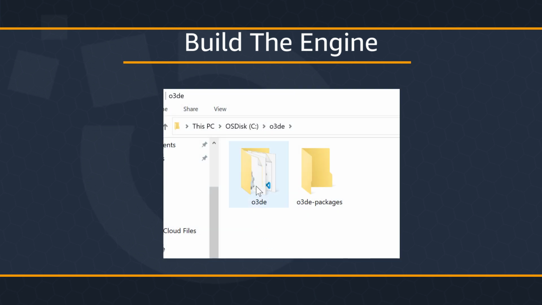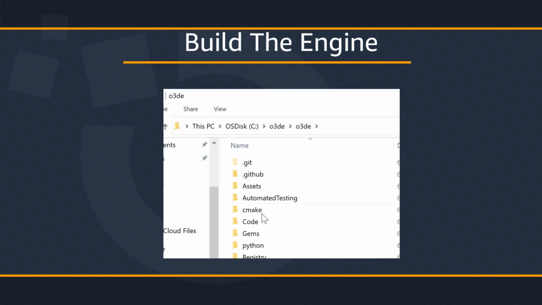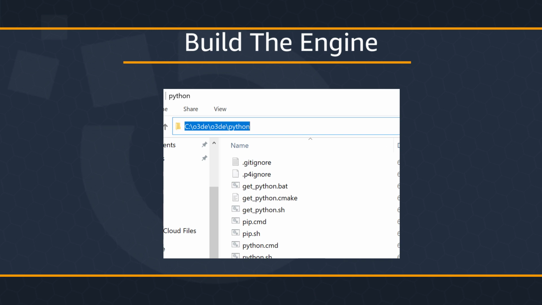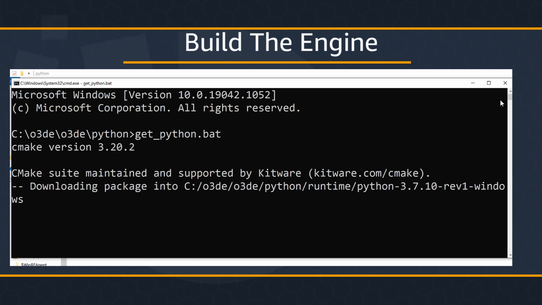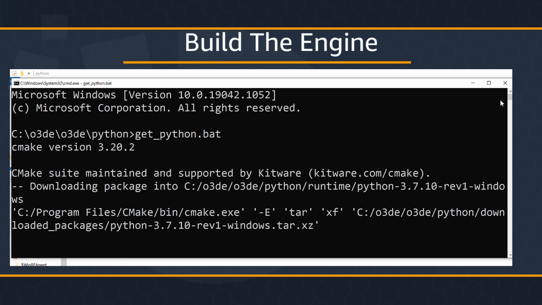Let's open a command prompt to the directory where we set up O3DE and run the get Python script. This can be found within the O3DE engine folder, Python, and you can see here we have our get Python scripts. Let's go ahead and run our get_python.bat file. This will load all of the necessary packages that you need. This may take a few minutes, so I'm going to pause the video and let it finish downloading the packages.